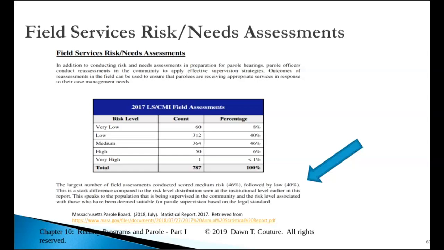In Massachusetts, the LS/CMI risk needs assessment is what is used to determine the level of supervision that a person needs if they're being released under conditions of release of parole. And you can see here, this is from Massachusetts, 2018, only 8% of the people that were released on parole rated on a risk needs assessment as very low risk for recidivism. Less than 1% rated very high risk of recidivism, most in the low to medium risk range. In 2018, there were just under 800 Massachusetts prisoners released on parole prior to completing their sentences.